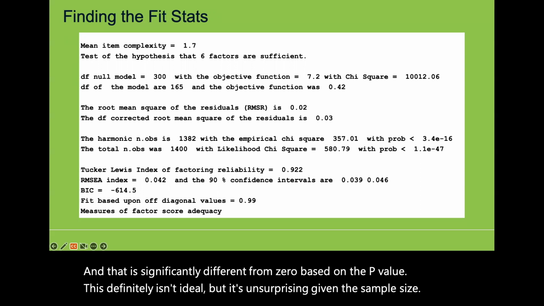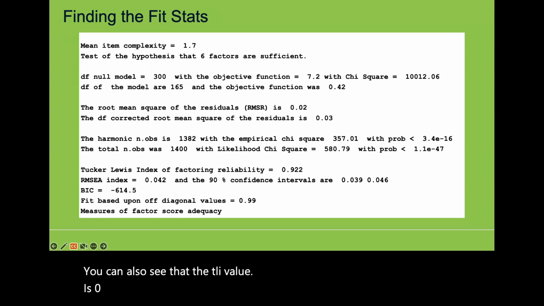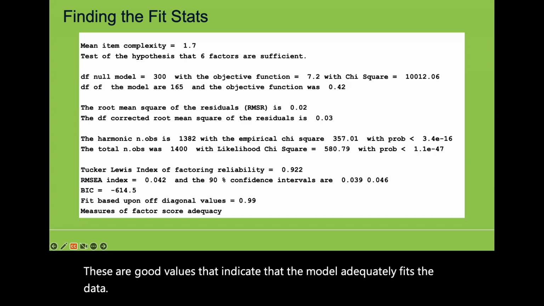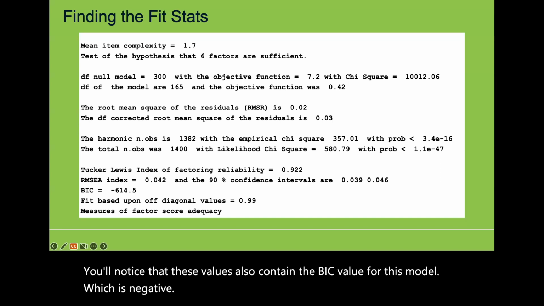You can also see that the TLI value is 0.922, which is above the cutoff, and the RMSEA is at 0.042, which is below the cutoff. These are good values that indicate that the model adequately fits the data. You'll notice that these values also contain the BIC value for this model, which is negative 614.5.